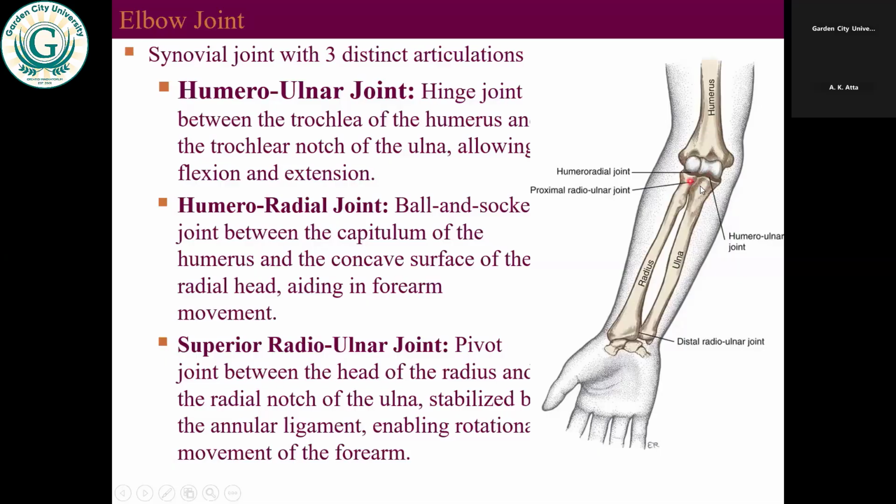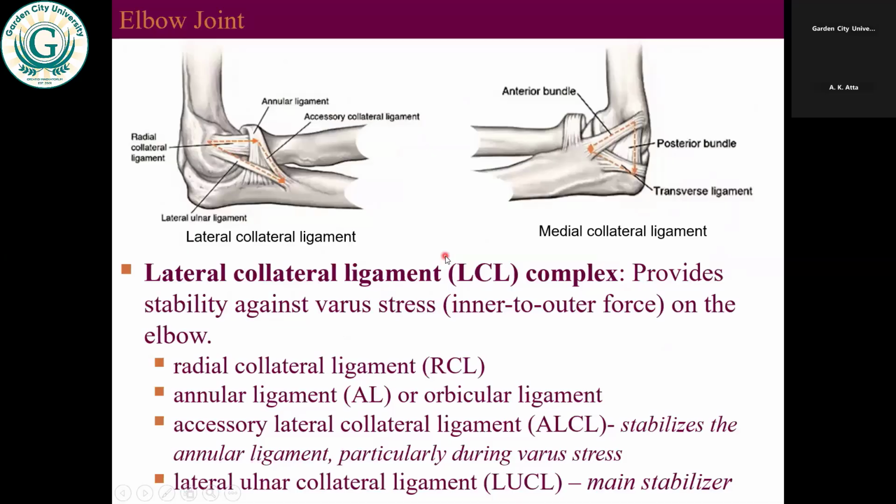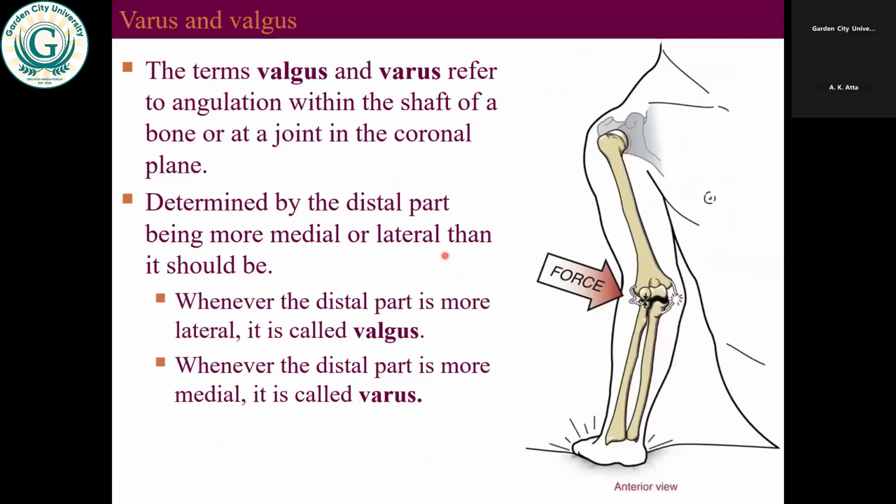But the one here, the proximal or superior radioulnar joint, is a pivot type of joint. Because during pronation, and I'll show you, there's an annular ligament, where the head of the radius will be rotating around it. Then we talk about ligaments, but those are the ones I'm not going to talk about.